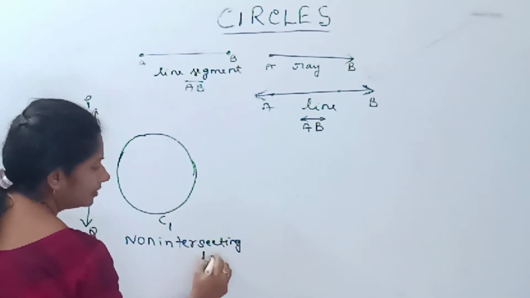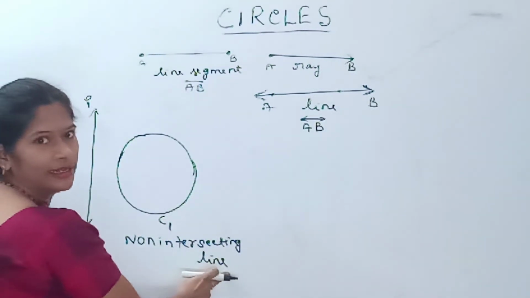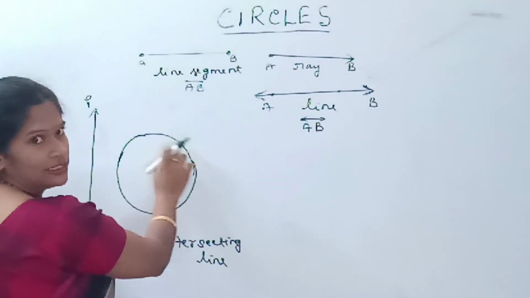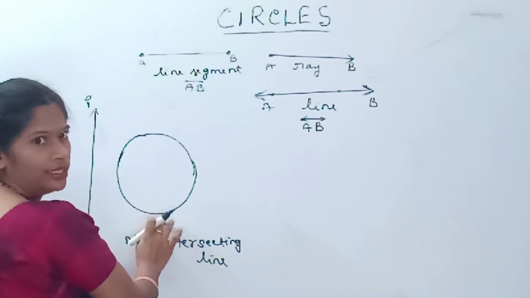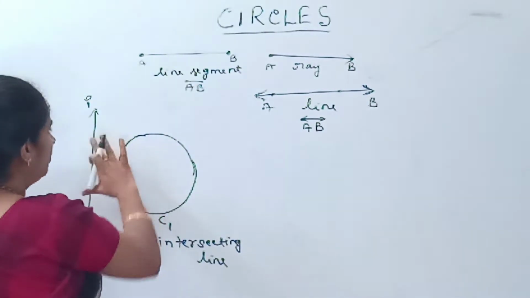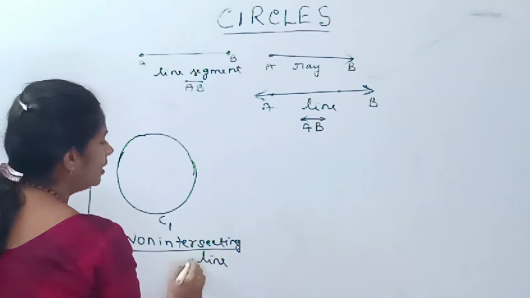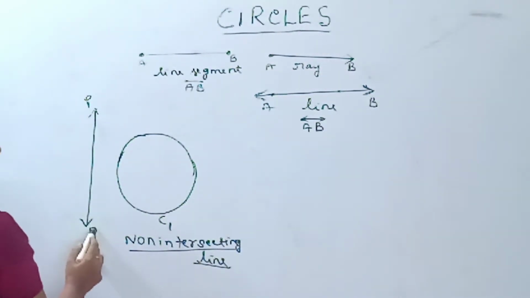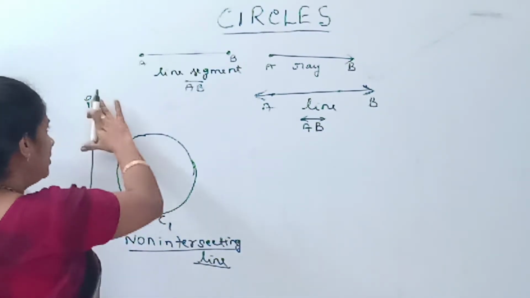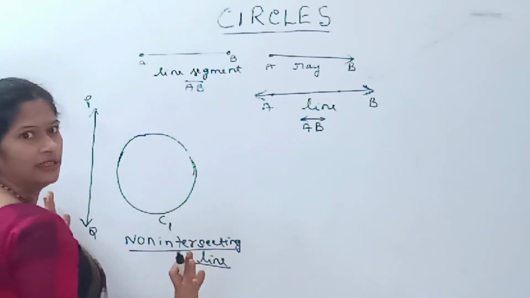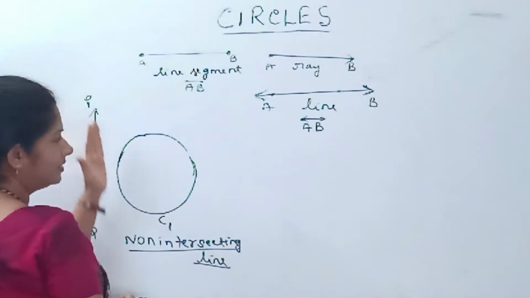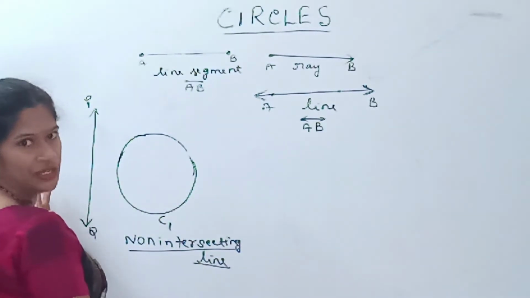What do you mean by a non-intersecting line, children? The line which does not intersect the circle. Got it? So such a line is called a non-intersecting line. Now PQ we can call a non-intersecting line, meaning here PQ is not touching the circle. Such a line is called a non-intersecting line to circle C1.